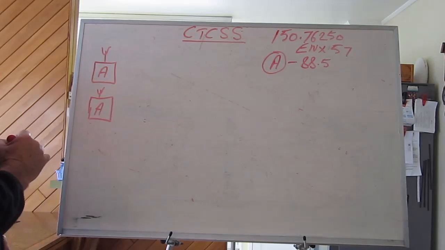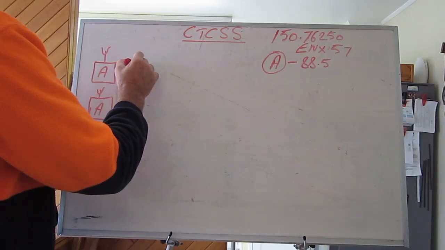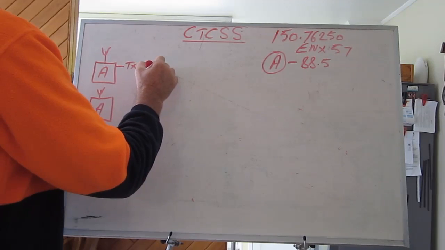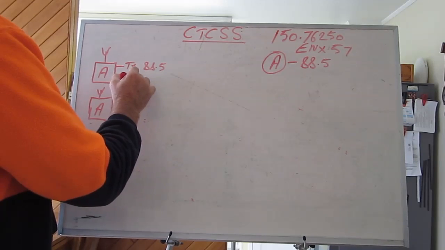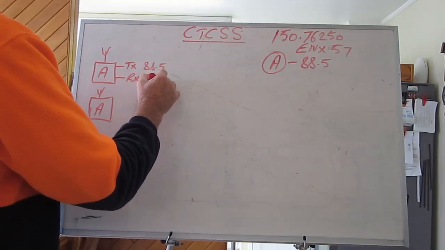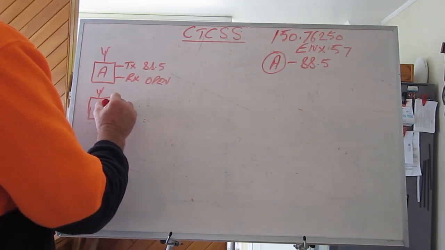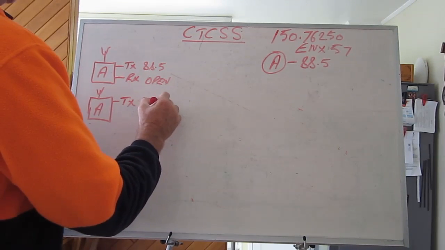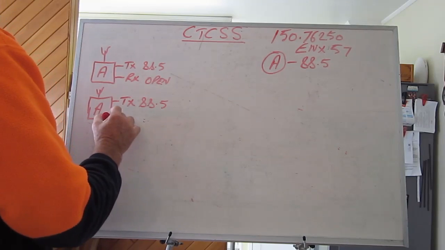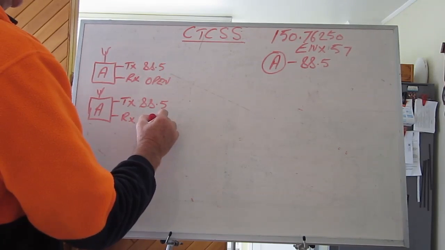And they're operating over here. Unfortunately for Company A, the transmitter was set at 88.5 and the receiver was left open. Now initially all worked well, because all the radios were set up the same way. And again, this receiver was left open.